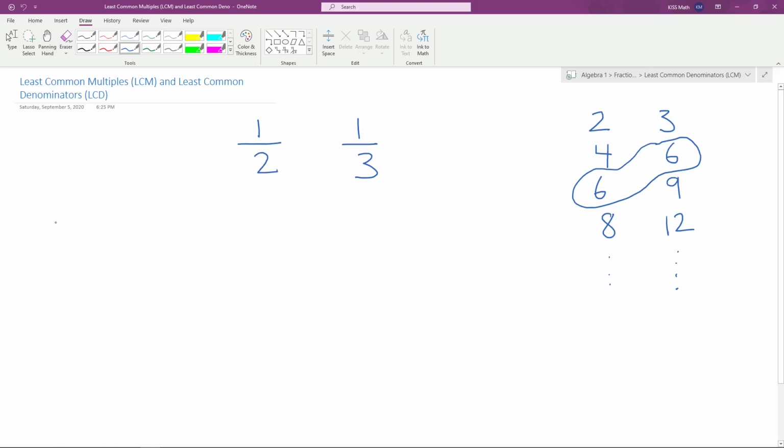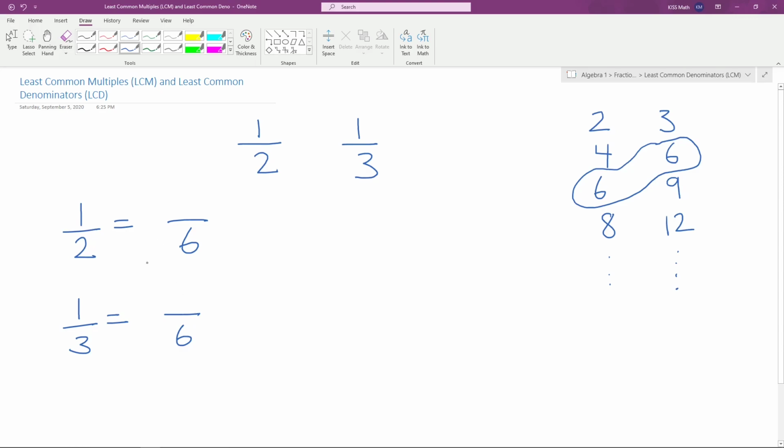So if we stick with our original problem, we said that our LCD was 6, so now I can go back to my two fractions and change the denominator to 6, like this. So for 1/2, that will equal something over 6, and for 1/3, that will also equal something over 6. And by now, someone should have pounded into your head that whatever you do to the denominator, you also have to do to the numerator.